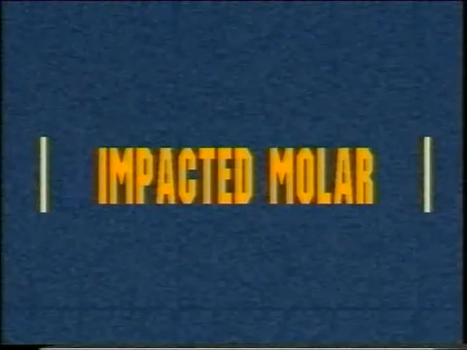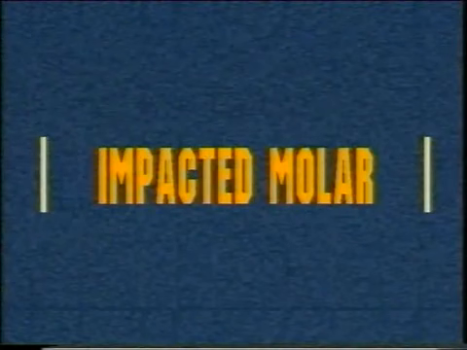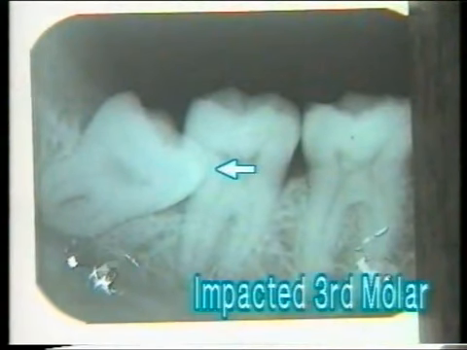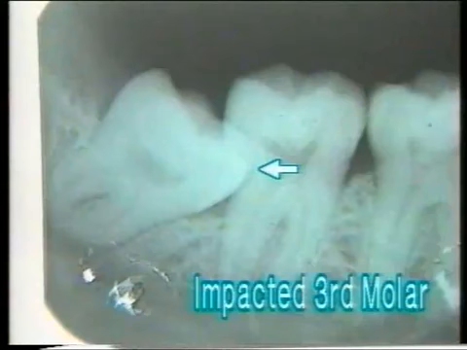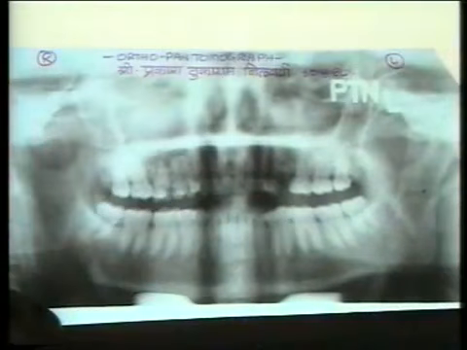Impacted third molar. This X-ray shows another common cause of tooth pain, that is an impacted third molar. The third molar tooth is erupting in a transverse direction and has got impacted with the second molar. An impacted third molar is extremely prone to infections and may show a cavity or a root abscess. This is a pan-orthotomograph. This is a special X-ray showing all the upper and lower teeth in a single panoramic view.